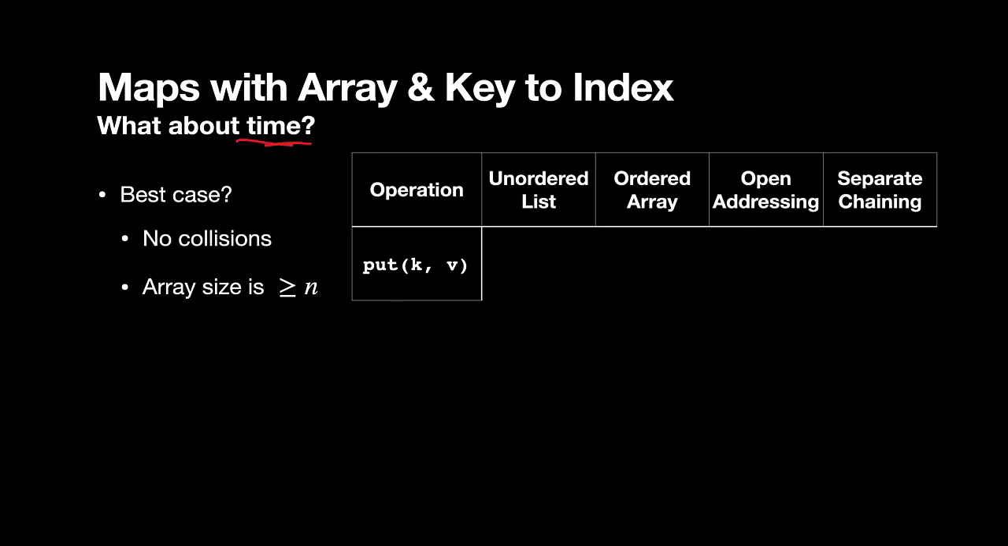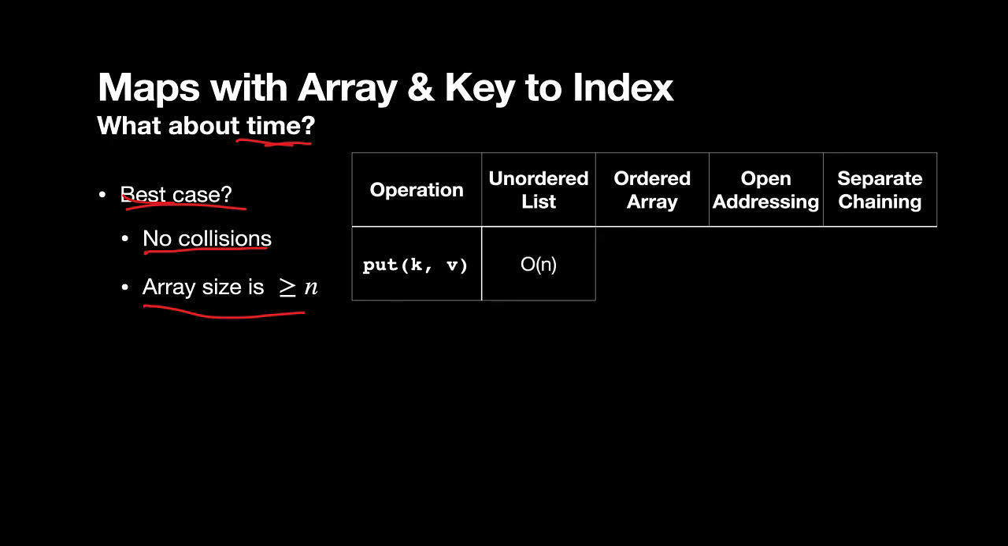And we'll start off by thinking about the best possible case, which depends on that process of finding the location of something being really, really effective. So we'll assume that no collisions happen and that our array size is bigger than the amount of data that we're going to be storing in it. So we'll compare this with our previous two implementations, the unordered list and the ordered array.